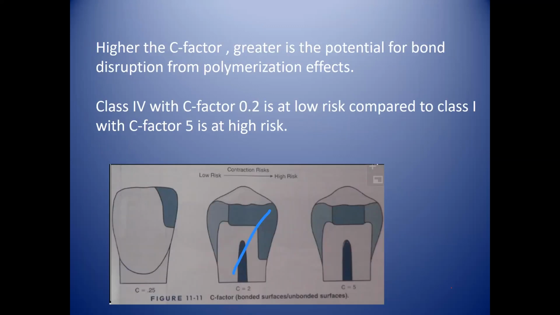So we can see that a class 4 restoration has a C factor of 0.25, which is the least. And in a class 2 restoration, the C factor is 2. That is, the ratio of bonded to unbonded surface is comparatively less. And in a class 1 restoration, the C factor is 5, which is the highest.